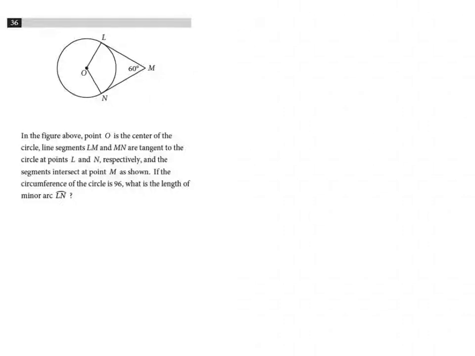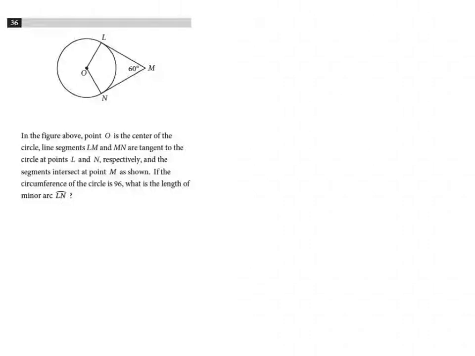In the figure above, point O is at the center of the circle. Line segments LM and MN are tangent to the circle at points L and N respectively, and the segments intersect at point M as shown. If the circumference of the circle is 96, what is the length of the arc LN? So let's take a look.